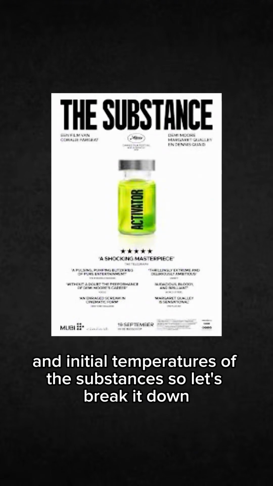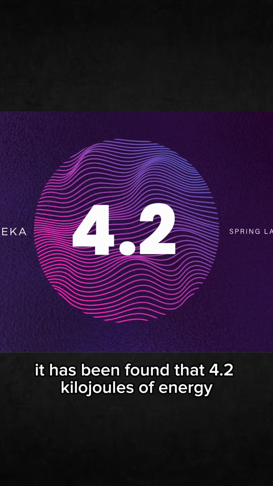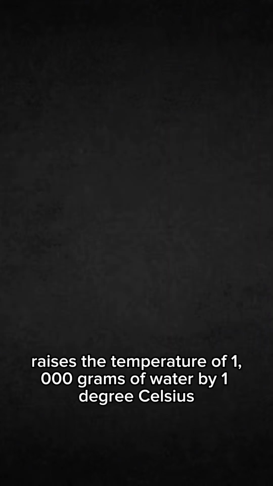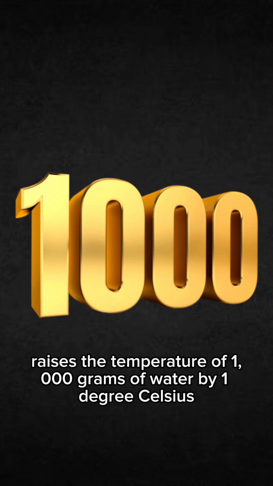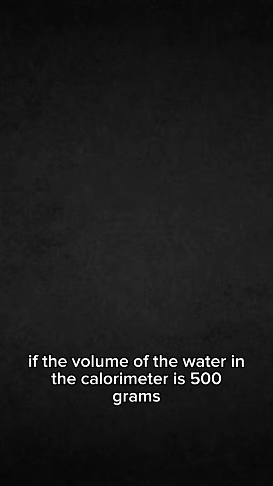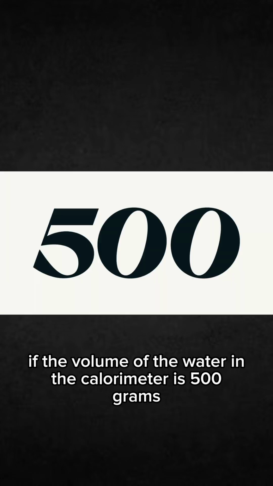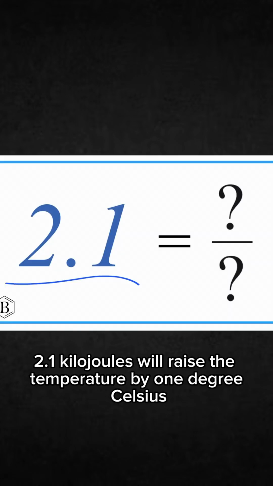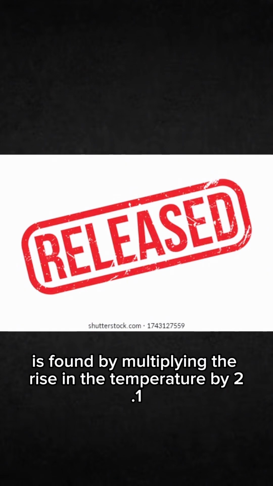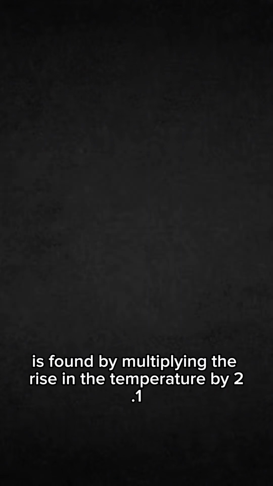So let's break it down. It has been found that 4.2 kilojoules of energy raises the temperature of 1000 grams of water by 1 degree Celsius. If the mass of the water in the calorimeter is 500 grams, 2.1 kilojoules will raise the temperature by 1 degree Celsius. The amount of energy released by the fuel is found by multiplying the rise in the temperature by 2.1.